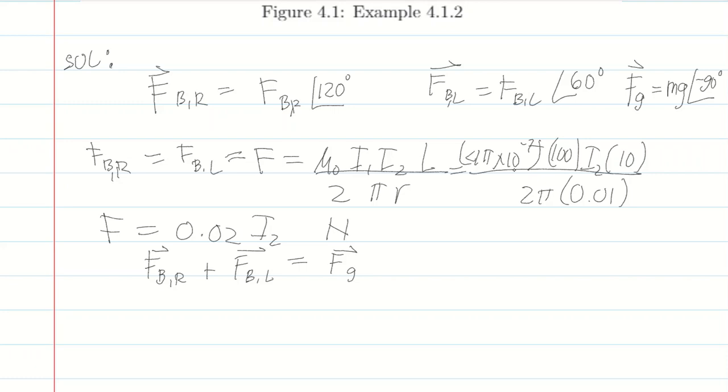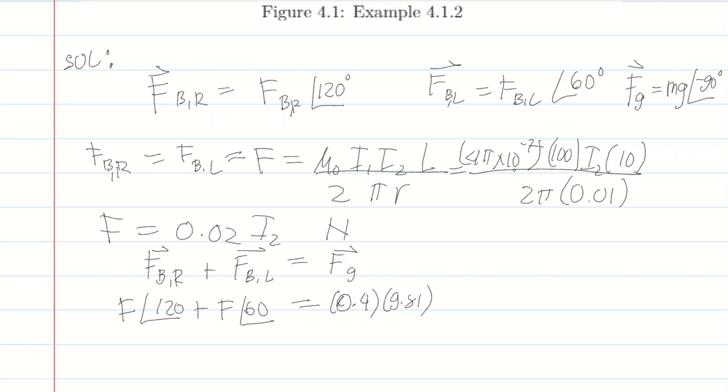BR, we know the magnitude is 0.02, or we can just put here FBR, F with the angle 120 plus F with the angle of 60, which is equal to FG, M times G. What's the mass? The mass is 400 grams, or it's equal to 0.4 kilogram, and we multiply it with 9.81, the gravity.